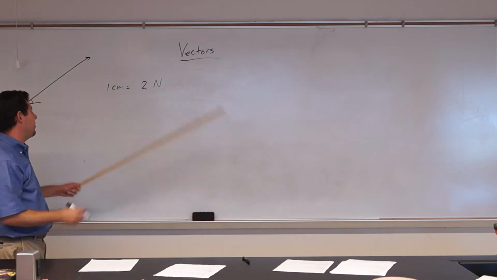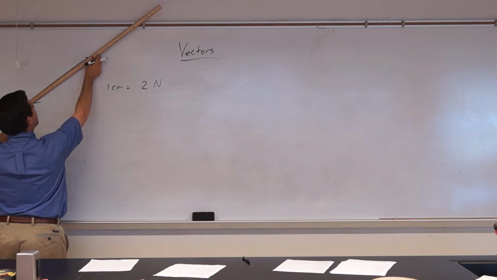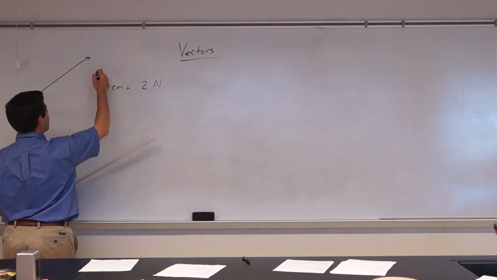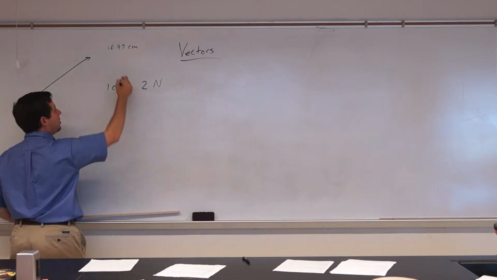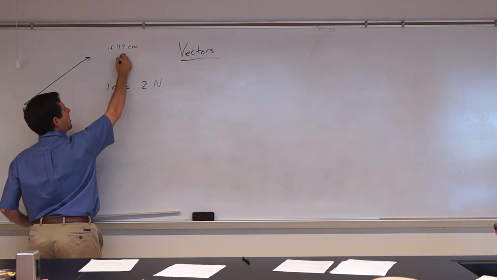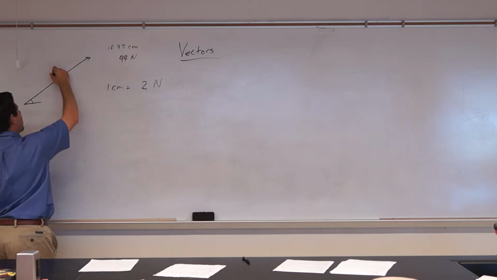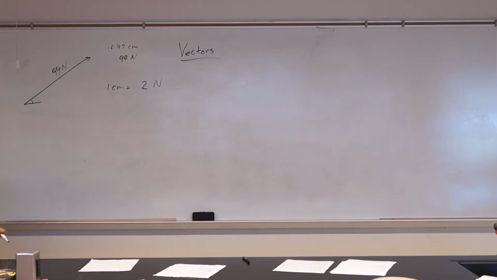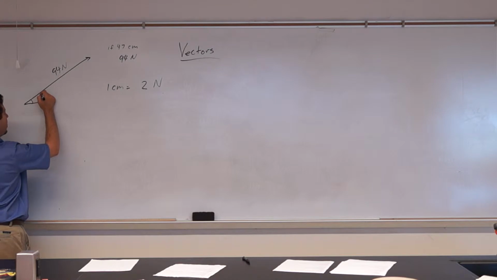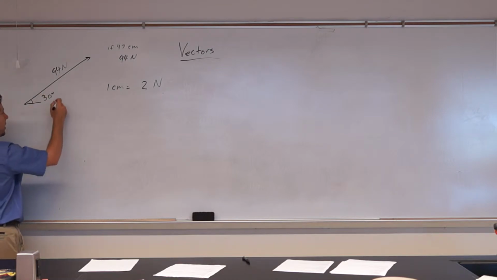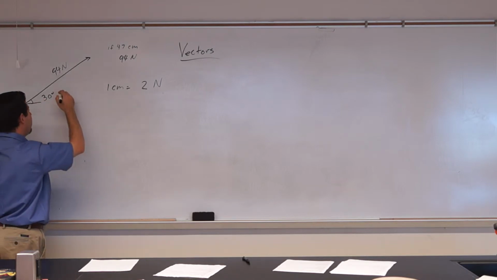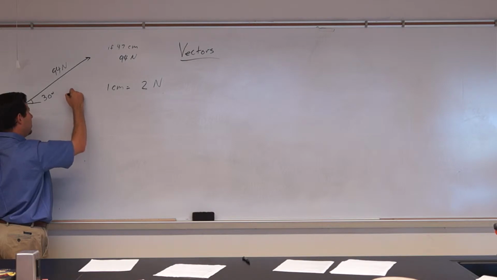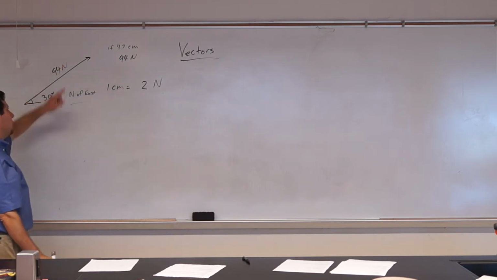So we can measure the length of this vector, and we can see that it is in fact 47 centimeters, and each centimeter is 2 newtons, so that means it is 94 newtons. So that's 94 newtons. Now we might know the direction of this vector. Let's say it's 30 degrees, this angle, and that is relative to direction east. So that is easterly in that direction. We're looking up from east, so that would be 30 degrees north of east. Meaning we're looking east and then going 30 degrees north of it.